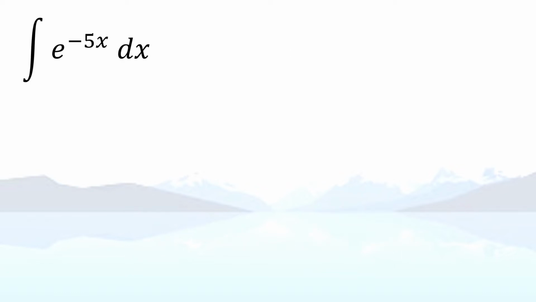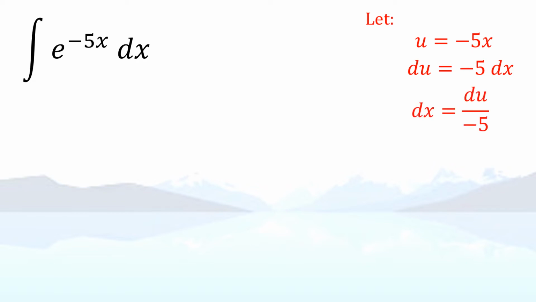So this time we are going to determine the integral of e to the negative 5x dx using u-substitution. The first thing we need to do here is to let u equal negative 5x. Then getting the derivative of negative 5x, it is equal to negative 5 dx. So we have du equals negative 5 dx. And then solving for dx, we are going to divide both sides by negative 5. So dx equals du over negative 5.